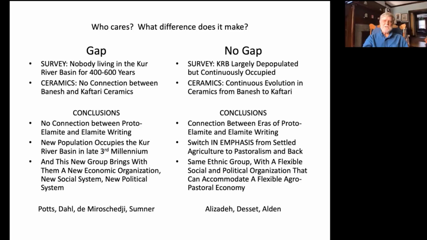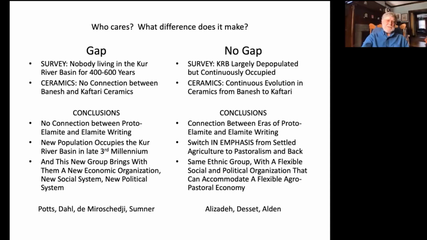That idea I took from Abbas Alizadeh, as everyone here will recognize. Francois Desset talks about the possible connections between Proto-Elamite and Elamite. And for me, I'm looking mainly at the pottery. So if there is a gap, then you think entirely different things about what might be going on in the Kur River Basin than you would if you don't believe there's a gap.